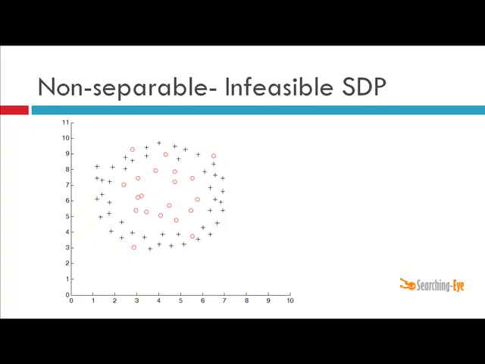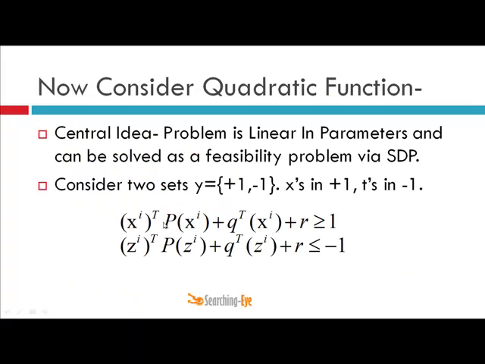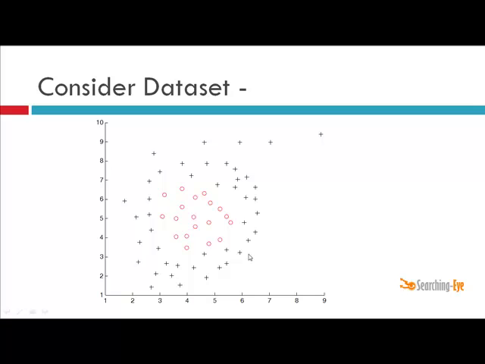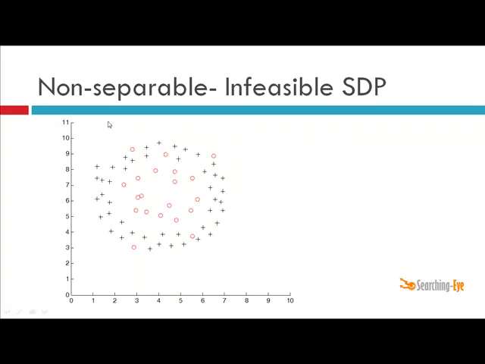Now consider a non-separable data set, and your constraint is that each of your training instances from class A must satisfy this condition, and likewise each of your training instances from class B must satisfy this constraint. But since this data set is non-separable, these two classes cannot be separated. Therefore this is an infeasible SDP. If you solve this SDP, then you will get a result that this is an infeasible problem. So that is, there is no ellipsoidal surface that can separate these two classes.